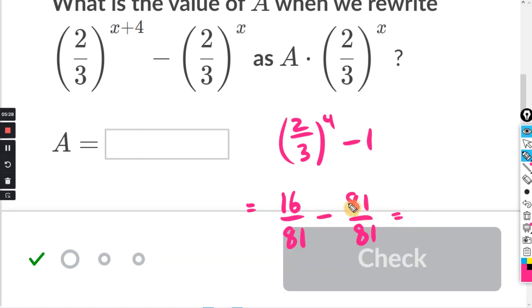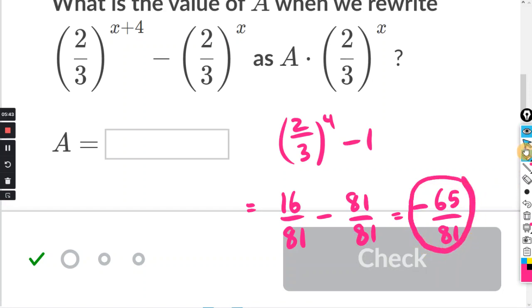And let's see, 81 minus 16, that's going to be 71. Minus 6, that's going to be 65. So this is negative 65 over 81. Okay, and I don't think you can reduce that.